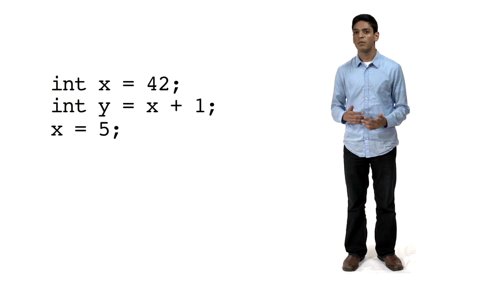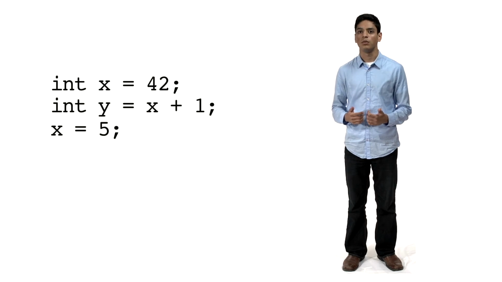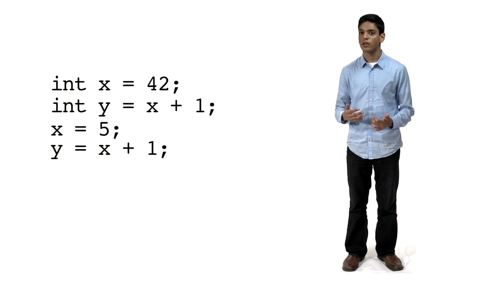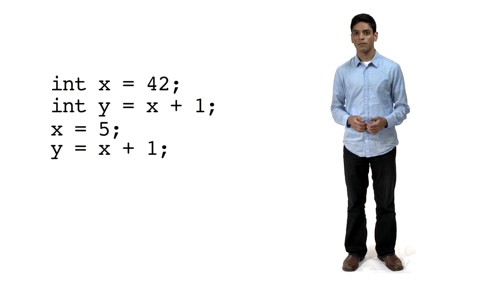So what if we want y to be equal to the current value of x plus 1? Since we've already declared the variable y, we can simply write y equals x plus 1 again to now set y equal to 6.